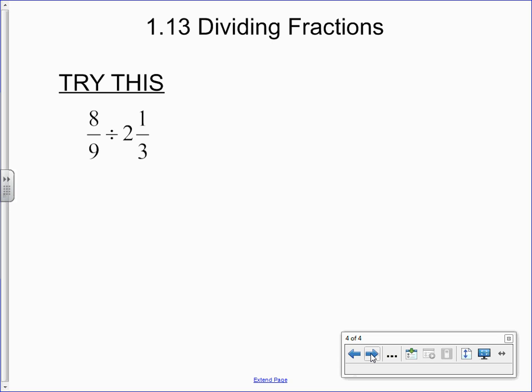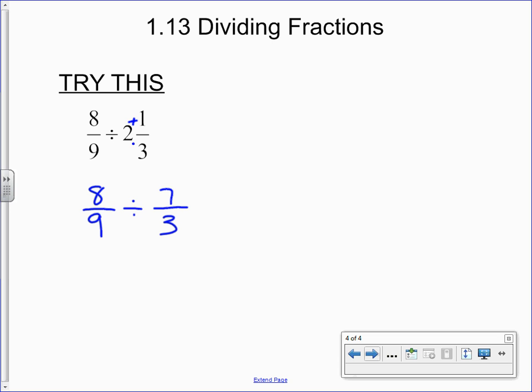Okay, so 8/9 divided by 2 1/3. 8/9 is a fraction that's not a mixed number, so we can leave it. But we do need to change that 2 1/3 into an improper fraction. So 3 times 2 is 6, plus 1 is 7. So that is the same as 7 over 3. We're going to keep that same denominator, 3. So now we have 8/9 divided by 7/3.